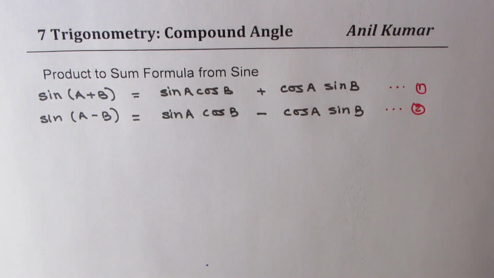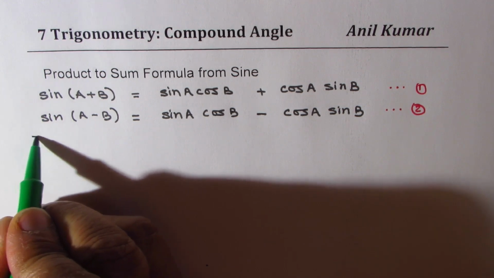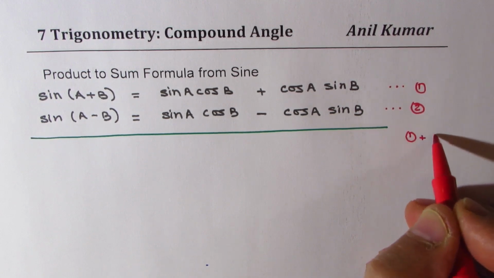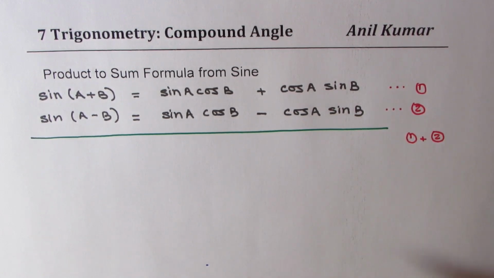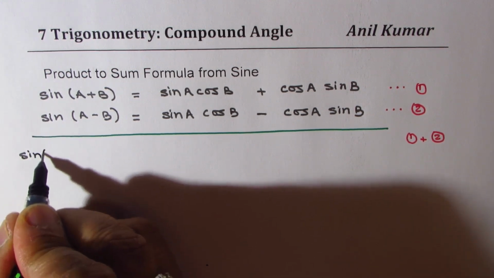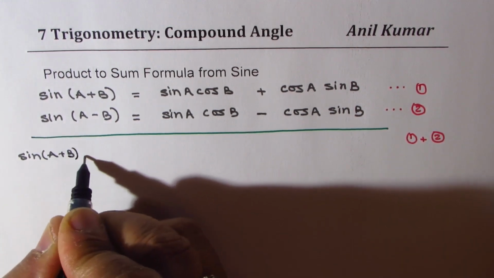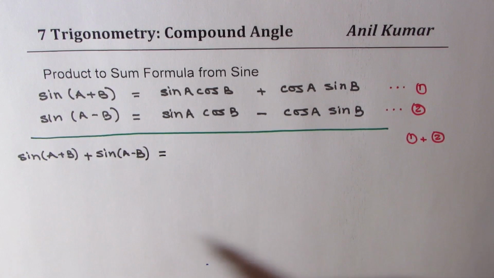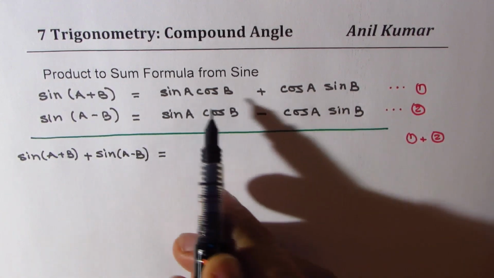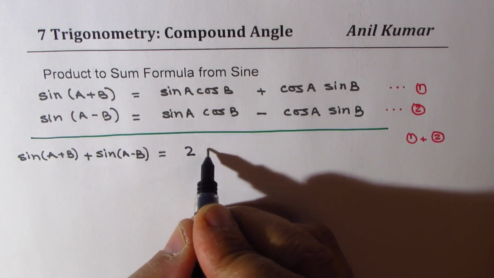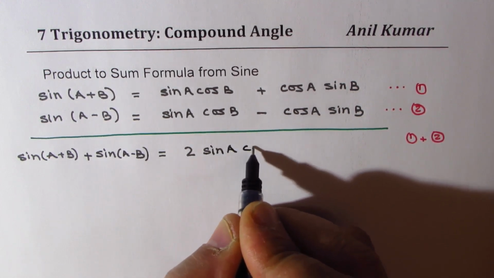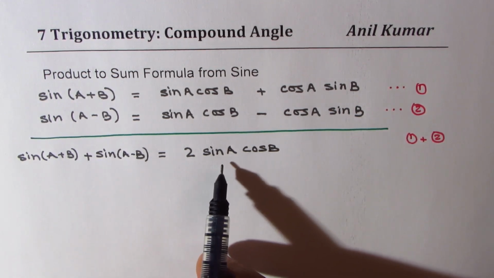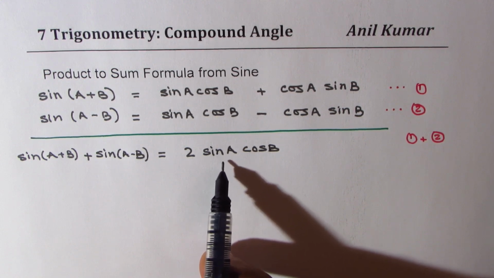Now what we need to see here is what happens when we add them up. That is to say, if I do equation 1 plus equation 2, what do I get? I get sine a plus b plus sine a minus b equal to, when you add these, two terms cancel out and they double, so we get twice sine a cos b. Does make sense, right? So this is, in a way, writing from product to sum.